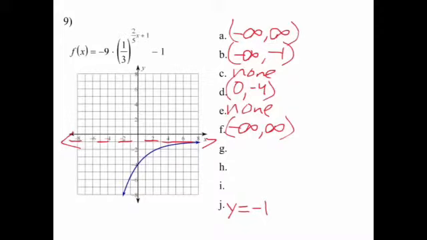G is asking where is it increasing. Travel from left to right. Where is it going up? Well, it's going up everywhere. It doesn't matter where you're at. If you're traveling from left to right, which you need to be doing, it's going to be going up. And that brings us to H. Where is it decreasing? Well, if it's increasing everywhere, it's definitely not decreasing anywhere, so you're going to put none there.